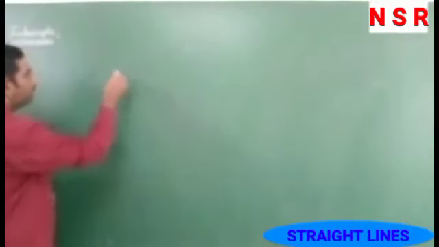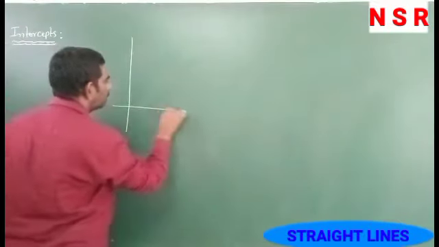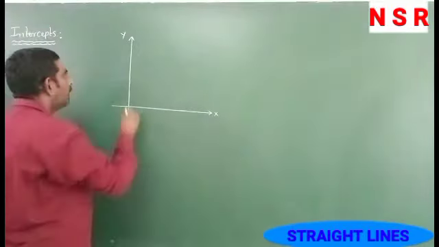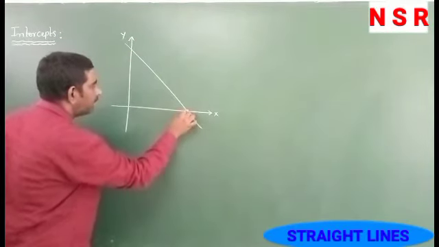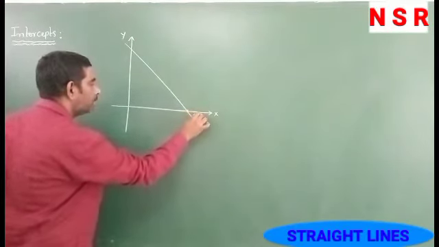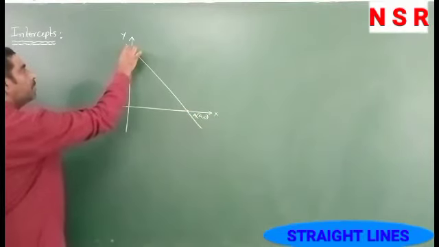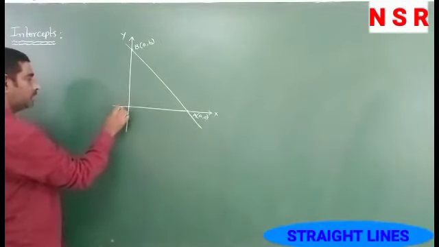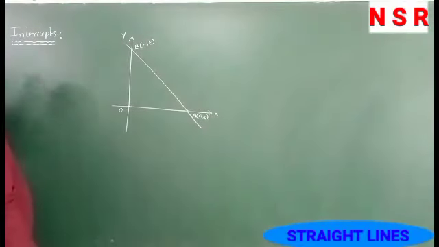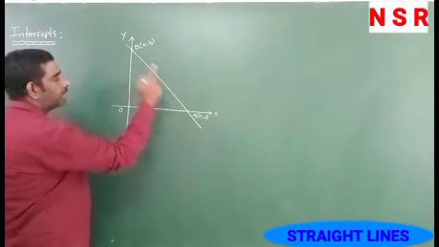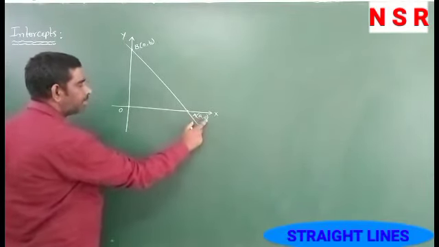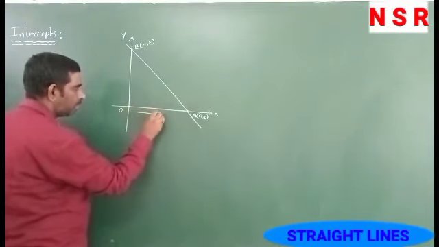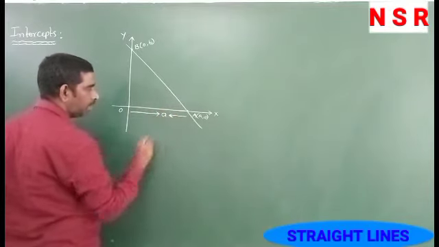So first, what is the definition of intercepts? Suppose in a coordinate system, this is the x and y axis. A line touches the x axis at a comma 0, that is capital A comma 0, and the y axis at 0 comma b. This is the origin. Listen carefully. What is the definition of intercept? A line touches the x axis at a comma 0 and the y axis at 0 comma b, which means the distance from the origin to this point is a.